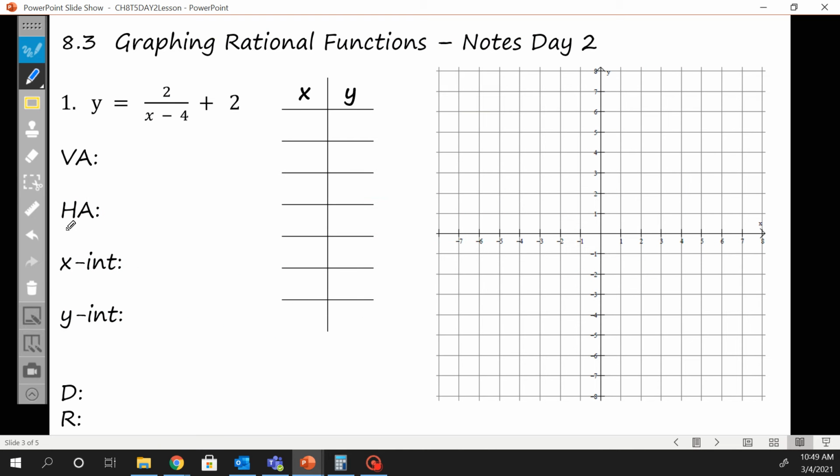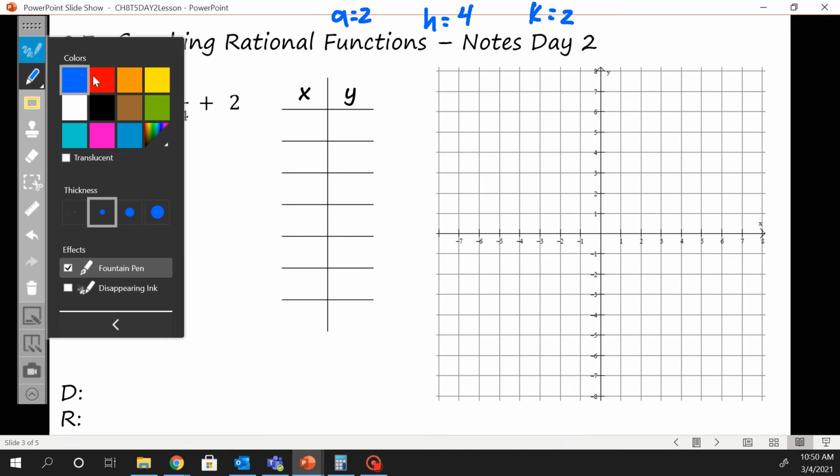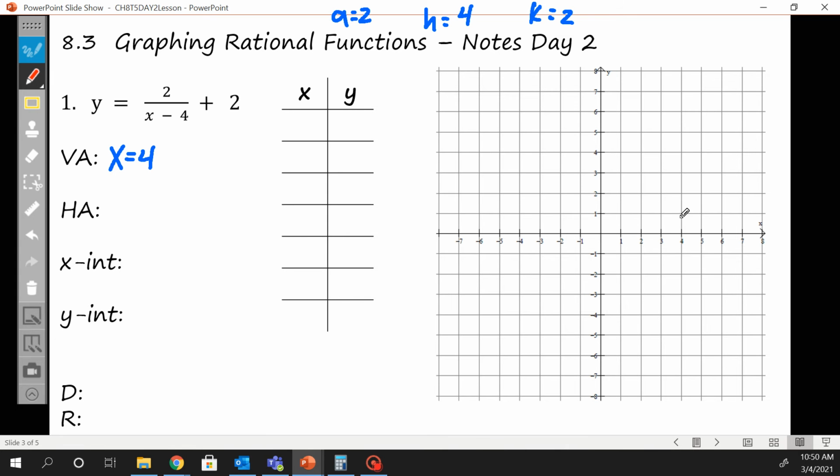y is equal to 2 over x minus 4 plus 2. In this case the a is 2. So if we're looking at the form, a is 2, h is 4, and k is 2. Vertical asymptote is equal to the h value. So it's going to be x is equal to 4. It's going to be a dotted line up and down at 4.